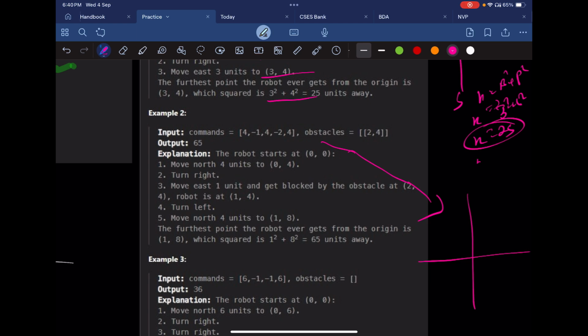For the next example, we can see what it says. Let's suppose we have a plane, initially 0, comma 0, pointed towards north. So first 4. Okay.